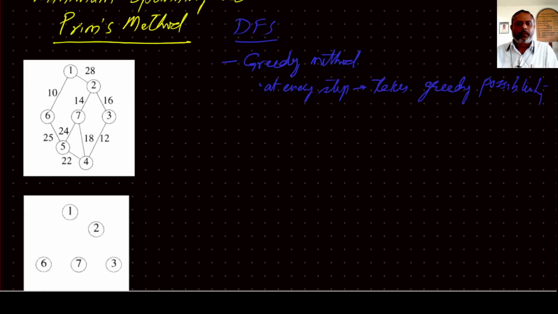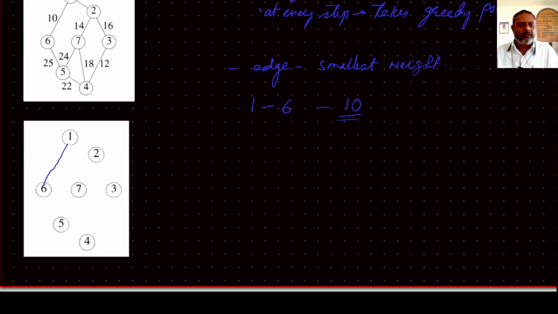Okay, let's see the whole method. It begins with the edge with the smallest weight, and in this graph the smallest weight is between 1 and 6, which is 10. Therefore our whole story begins with 1 and 6, that is 10. Now it can be 1 to 6 or 6 to 1, whichever way you like. You can extend it either from 1 or from 6, the endpoints are used to extend.